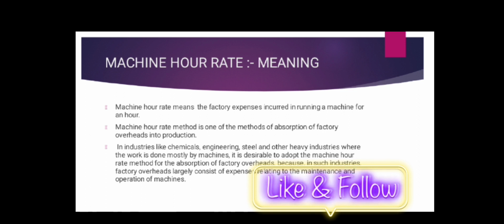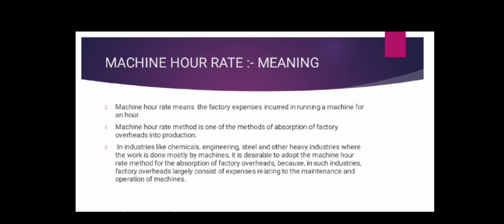It means that the machine hour rate method is used where the work is performed primarily on machines, in industries like chemicals, engineering, steel, and other heavy industries where the work is done mostly by machines. It is desirable to adopt the machine hour rate method for the absorption of factory overheads, because in such industries factory overhead largely consists of expenses relating to the maintenance and operation of machines.